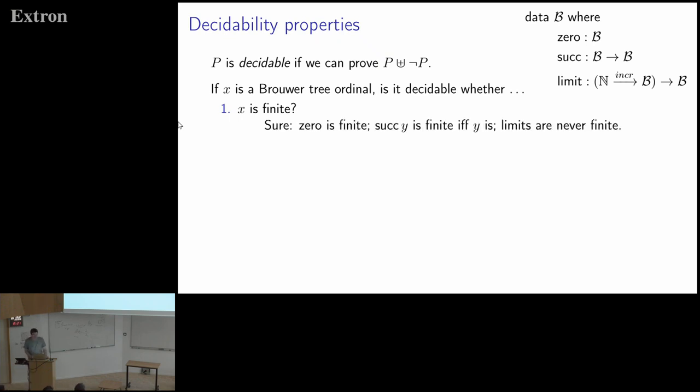And it's very easy because 0 is finite and the successor of y is finite if y is finite, but limits are never finite. And this is because I said that a limit can only be taken of some strictly increasing sequence. And if your sequence is strictly increasing, it has to be larger than any finite ordinal. Okay, so can we decide whether x is equal to 17? Who thinks so? Yes, very good. This is also decidable. I think my quiz is very easy because I only allow you to vote for the correct answer.